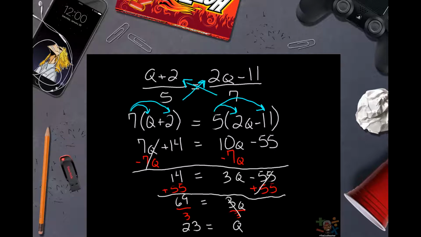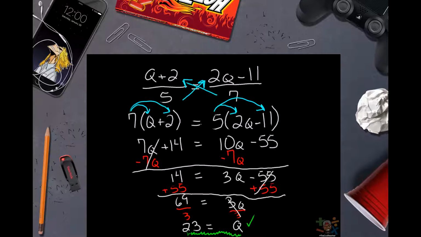So 23 equals q. And let me see if I have enough space. And that is my answer. 23 equals q, or q equals 23. Okay? Now, if you wanted to be all big and bad and check it, you can plug that 23 back into the equation and it should equal out. If it doesn't, that means you did something wrong.